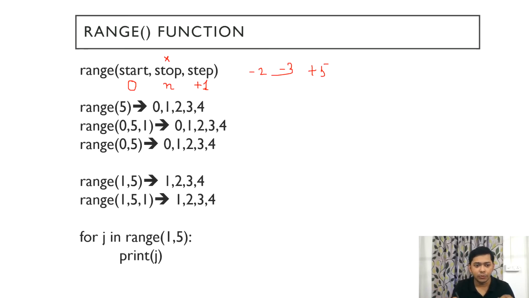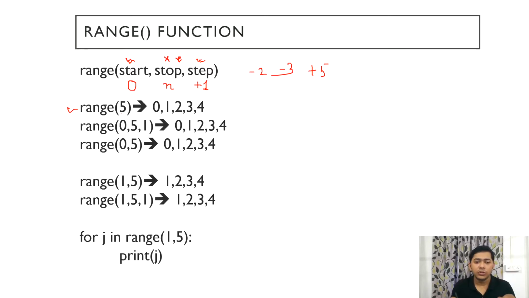Now you see the example, first one, range 5. Here I have given one parameter. So you must remember, this one is start and stop. These two are not compulsory, you can skip them, but the stop value you cannot skip. This one you cannot skip. Okay, you have to keep it.